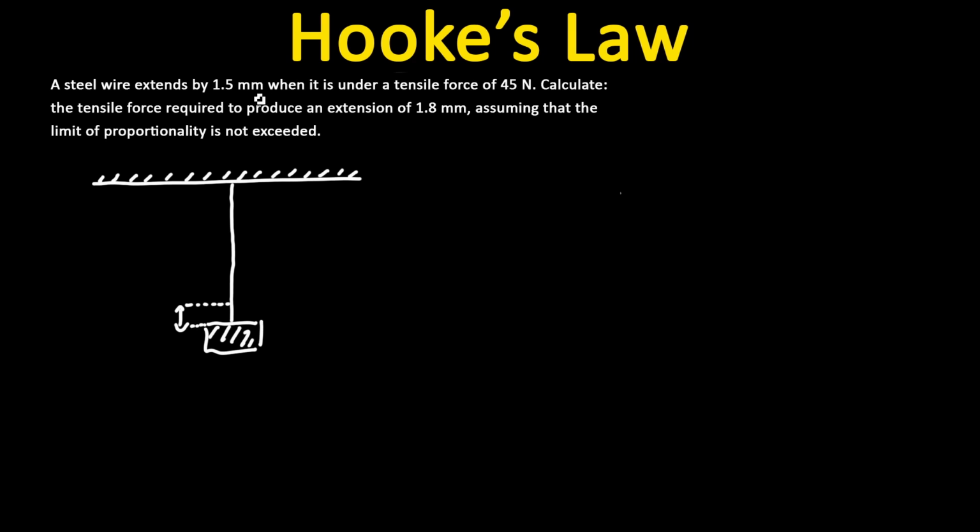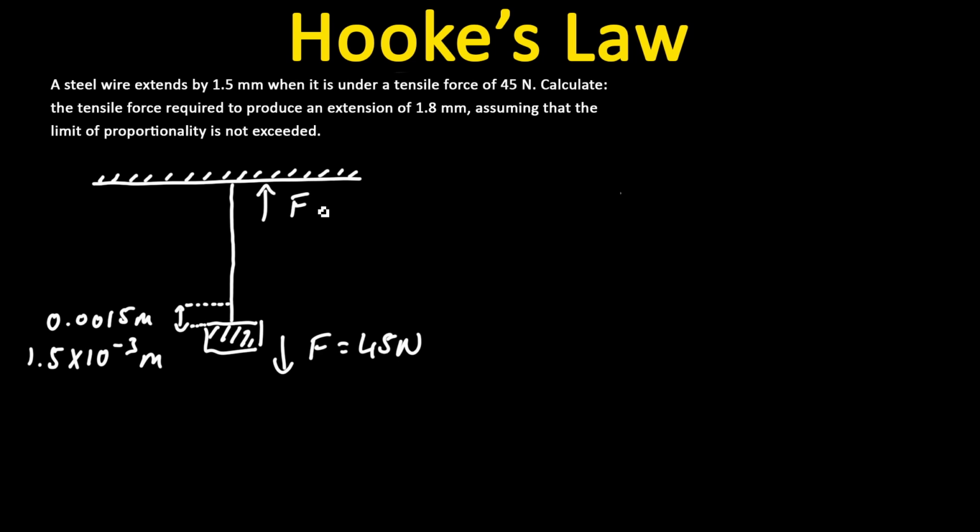So 1.5 millimeters, if we convert that to meters, is 0.0015 meters, or 1.5 times 10 to the minus 3 meters, and a tensile force of 45 newtons is applied to this wire. So it's saying here that the limit of proportionality has not been exceeded.